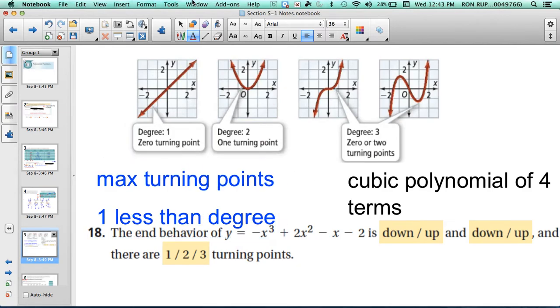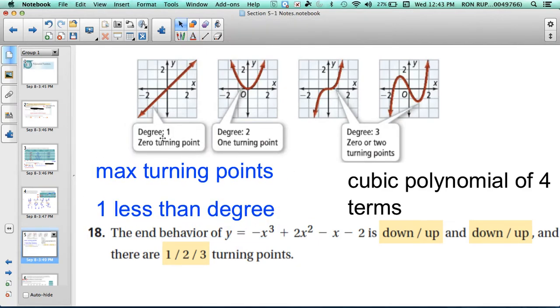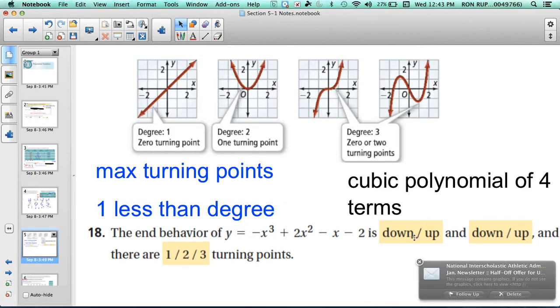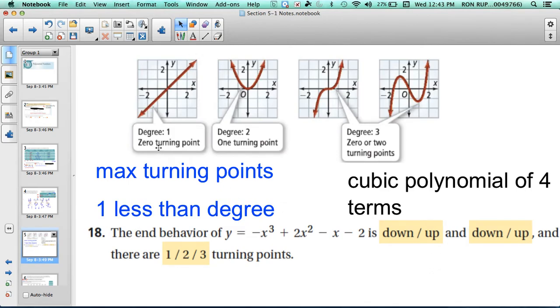And you can see that up here in the example above. When it's linear, the degree is 1, and there's no turning points because lines don't turn. When it's a degree of 2, it's a parabola, and you can see it turns 1 time. A degree of 3, 3 minus 1 is 2. That means it has a maximum number of 2 turning points. And you can see this example does turn twice. This one only turns once. But the important thing is that the max turning points is 1 less than degree.